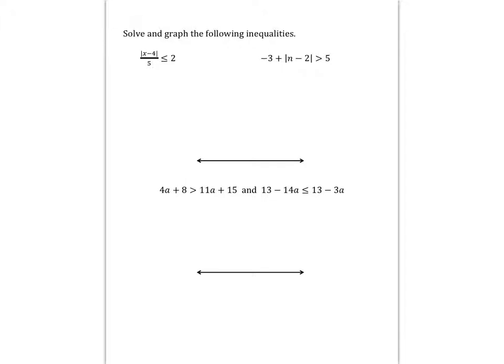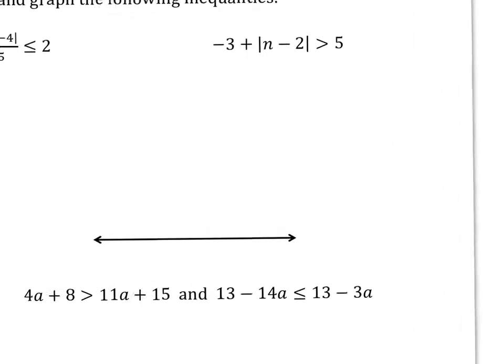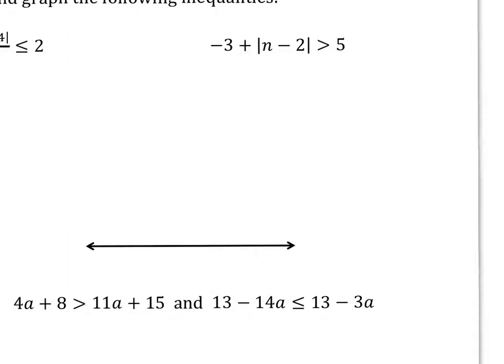Let's go ahead and go through the example here in the upper right. We're going to skip that first one on the left. Don't think we need more practice with that one right now. Before I can write my two cases, I first have to isolate the absolute value. So I need to move this 3 to the other side before I can write my two cases. So I get n minus 2 is greater than 8.